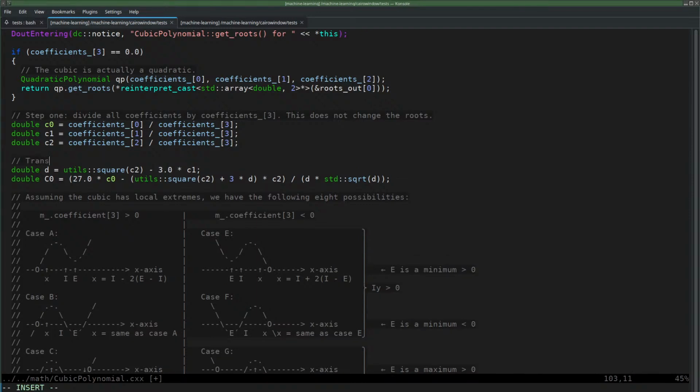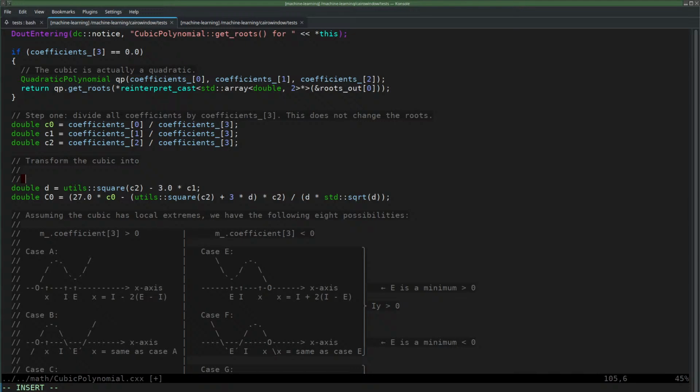Okay, transform the cubic into... Now let's bring the primes back. Well, no, I don't like primes because that looks like a derivative. I'm gonna use Q. So the Q of... Yeah, but in this case you do X prime. No, let's use U and V instead of X and Y.